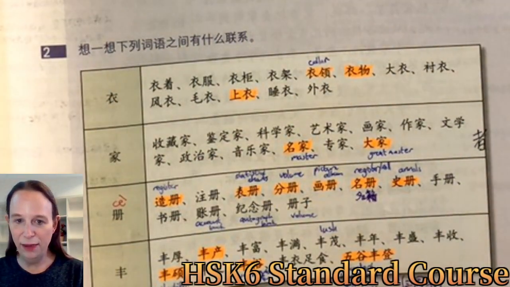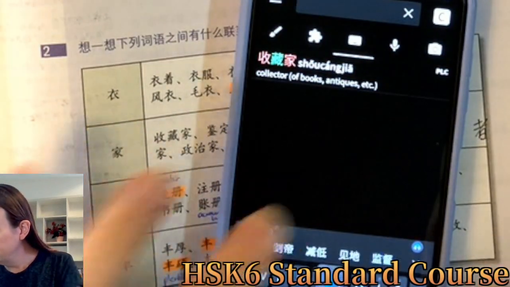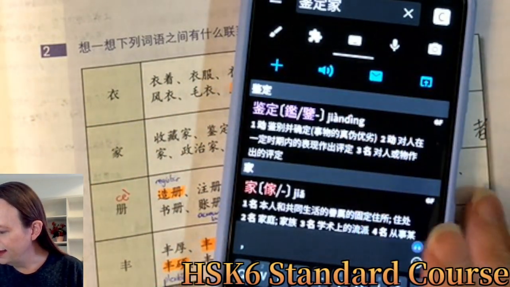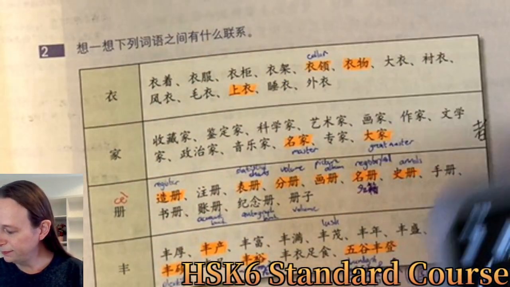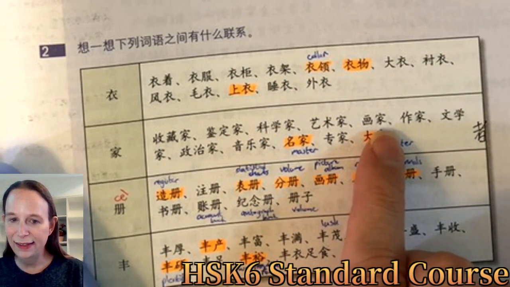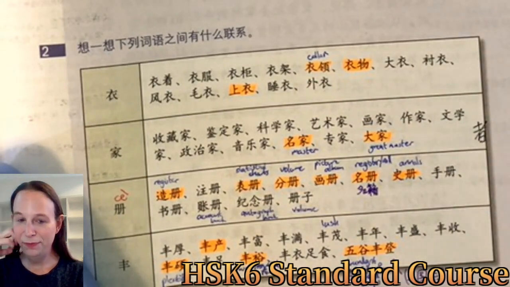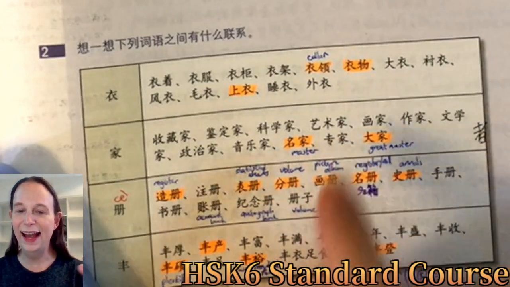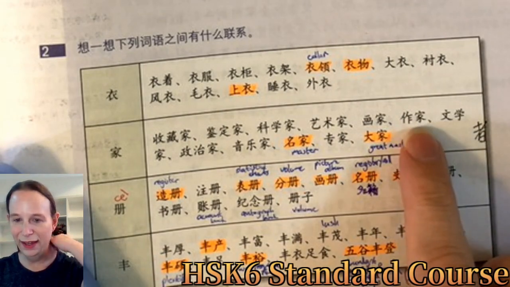鉴定, meaning appraise, so you appraise the price of something. 鉴定家. Oh, okay, it's not even in there. 鉴定家. It's a suffix. 科学家, scientist. 艺术家, artist. 画家. This is another artist, isn't it? But a 画家 would be an artist in the sense of drawing and painting, whereas 艺术家 is an artist in a broader sense. 作家, this is author.